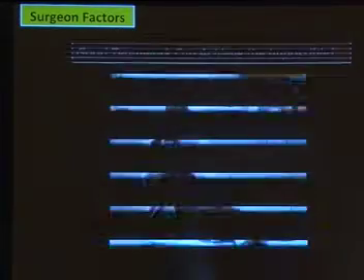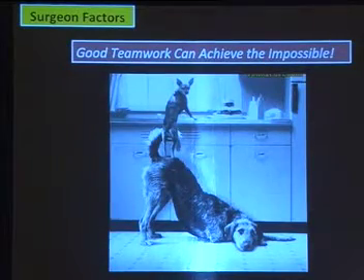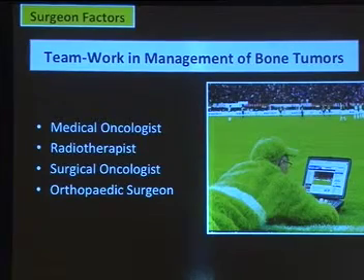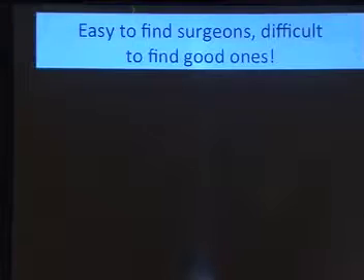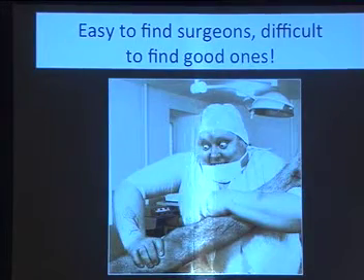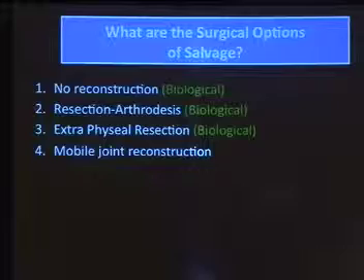Of course, there are surgeon factors all over the place. Good teamwork can achieve the impossible. So you need to have a good team when you're treating these patients. The team consists of a medical oncologist, a radiotherapist, a surgical oncologist, and orthopedic surgeons. So orthopedic surgeons are really down the ladder, down that pyramid. But it is important that you build an MDT team which can take care of these patients. It is very easy to find surgeons, but it is difficult to find good ones. And we are always in this mood of pulling and pushing, so orthopedic oncology is not that much a part of orthopedics.